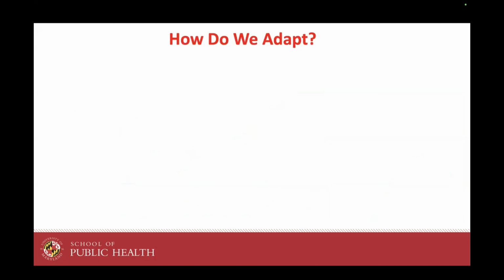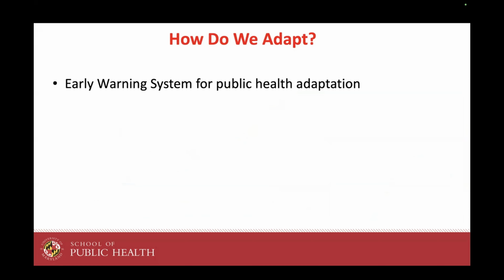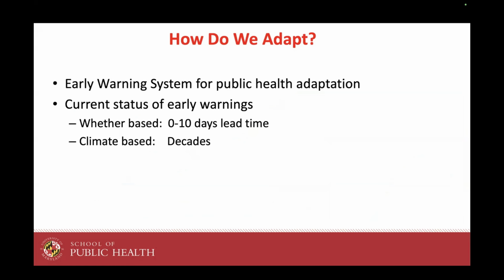But coming back to this whole idea of climate change and extreme weather events and diarrheal disease, how do we adapt, right? We have been promoting this idea of early warning systems for public health adaptation, right? There are some early warning systems out there right now, what we call weather-based early warning, that tells you how things are going to be within the next few days, like tomorrow to maybe the next 10 days. And there's also climate-based projection that tells you how things are going to be decades or 10 years from now, 50 years down the road, right?